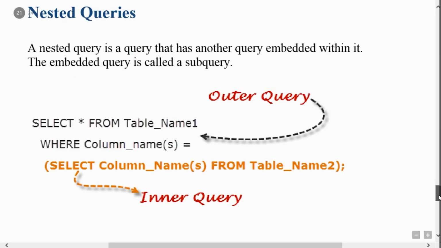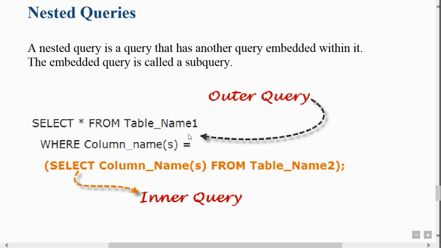Next, you have the nested queries. We have already used nested queries in the previous examples. So a nested query is a query that has another query embedded within it. The embedded query is called a subquery. Not only two, but 3, 4, 5, as many queries as you want, you can embed that many queries in a single query. So you see, select star from table name 1.